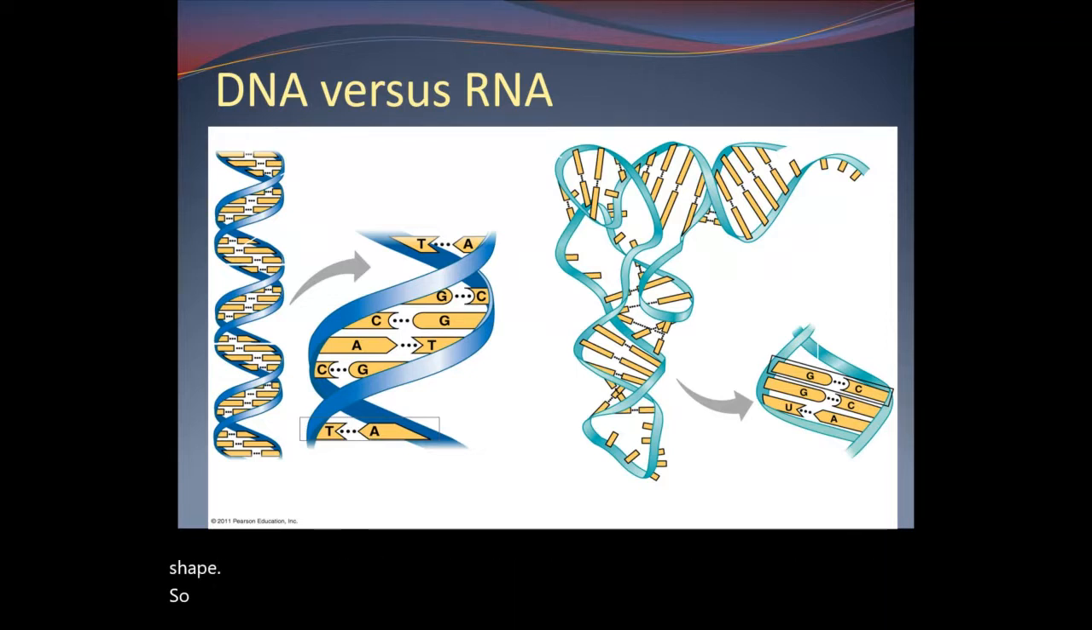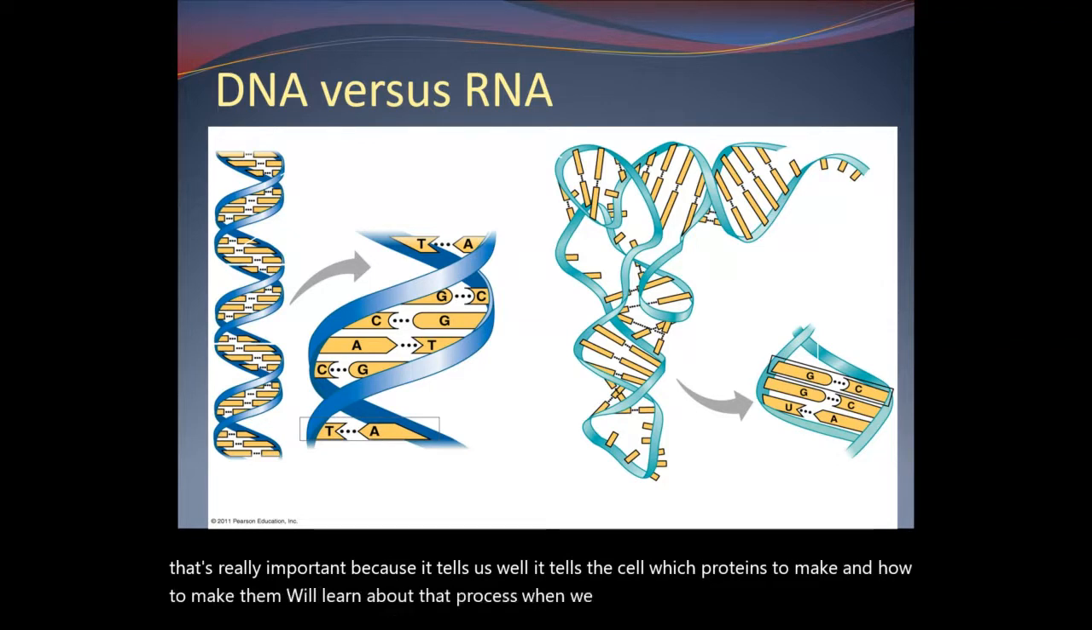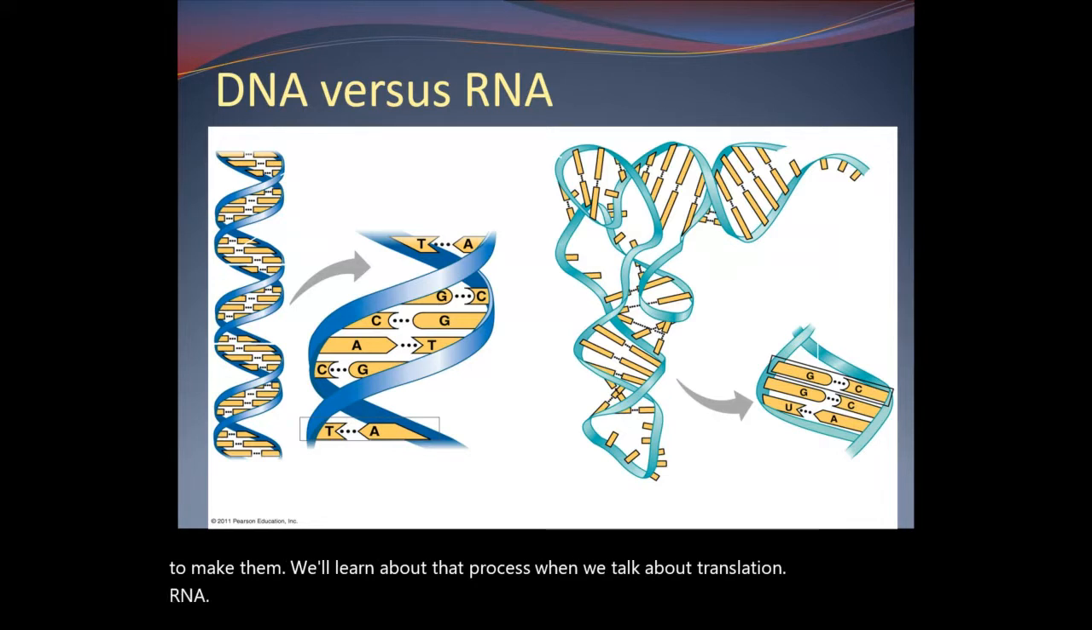So the function of each of these nucleic acids are related. So DNA is our genetic material. And that's really important because it tells the cell which proteins to make and how to make them. We'll learn about that process when we talk about translation. RNA, again, there are 3 different types. So depending on which one we're talking about, there's a different function.